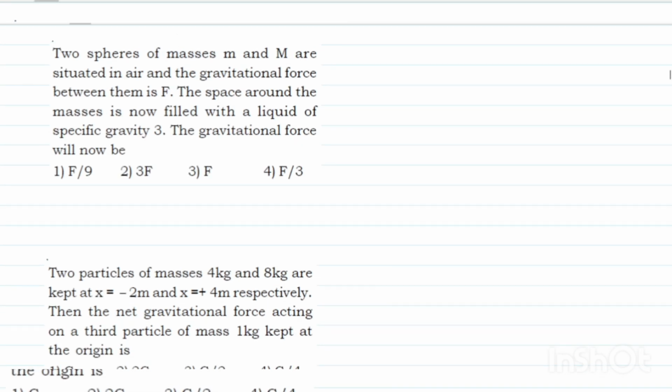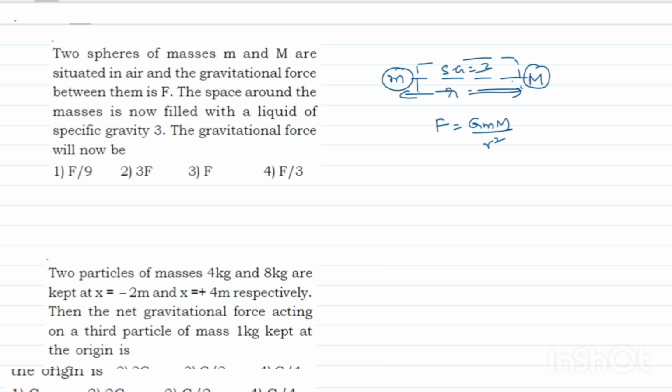Here two spheres of masses small m and capital M are situated at a distance R. The gravitational force between them is given as some F. F equals G small m into capital M by R square. Now the space around the masses is filled with a liquid of specific gravity 3. So the space around the masses you are going to fill with the liquid. So now what will the gravitational force be?